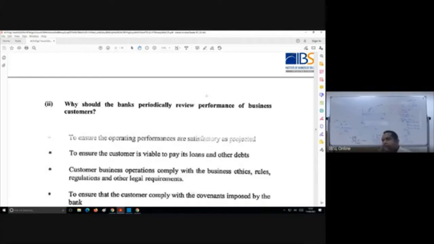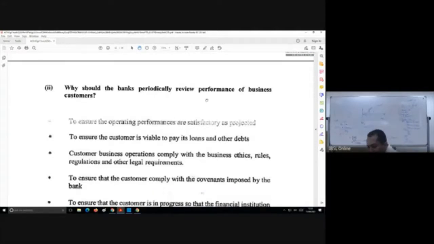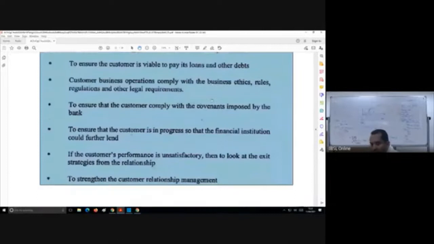Then, is the customer complying with all environmental and legal standards? On a review, you can look at that. To ensure the customer is progressing, if you do a review, you can know whether you can relent or enhance your exposures. Then the relationship. It's better to go and visit, have a chat with the customer. That's good for the relationship.